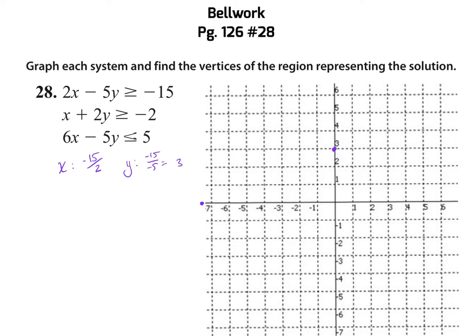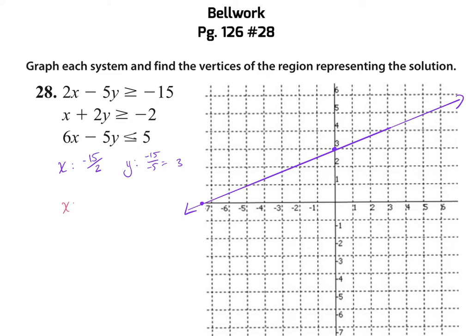And then this is going to be a solid line. Solid because it is or equal to. And I am actually going to shade at the end of this process. Probably need to go a little further. All right, the second line.